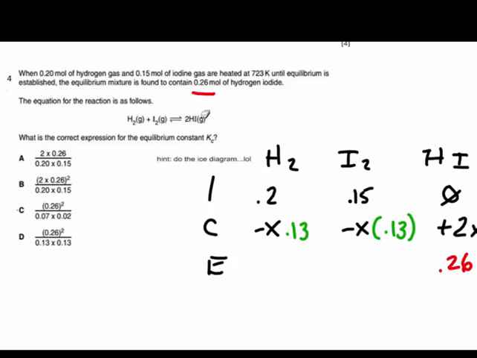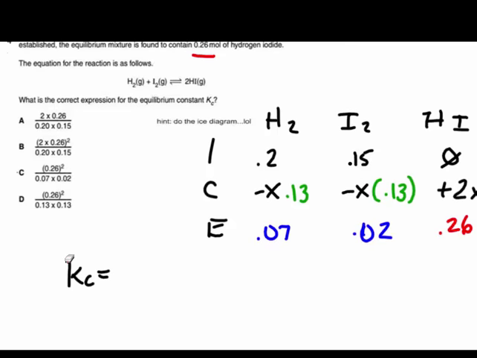So this equilibrium here, to do the change, or the end, what would I end with? Well, it's 0.2 minus 0.13, or 0.07. This would be 0.15 minus 0.12, or 0.02.